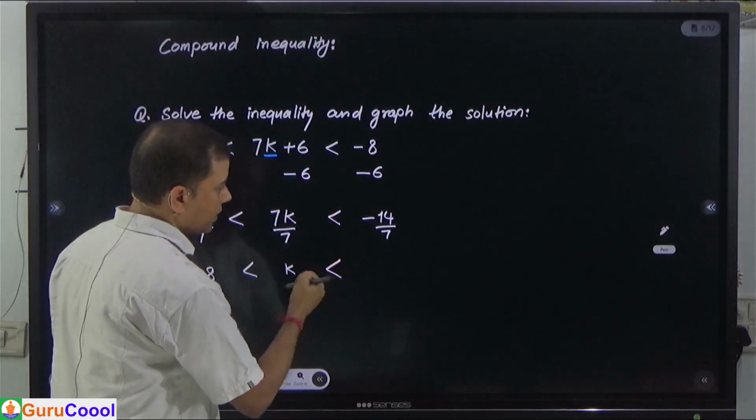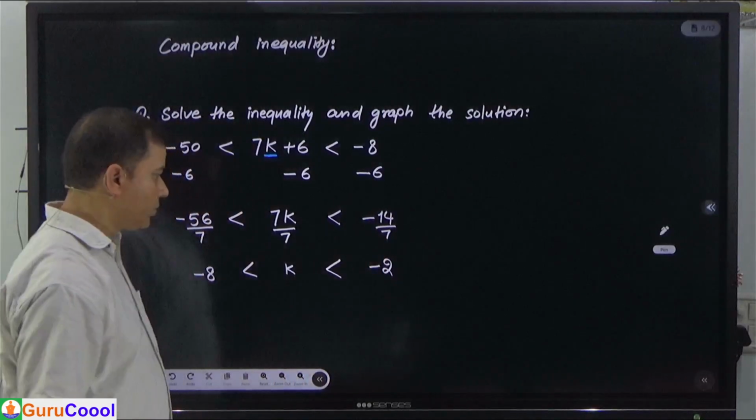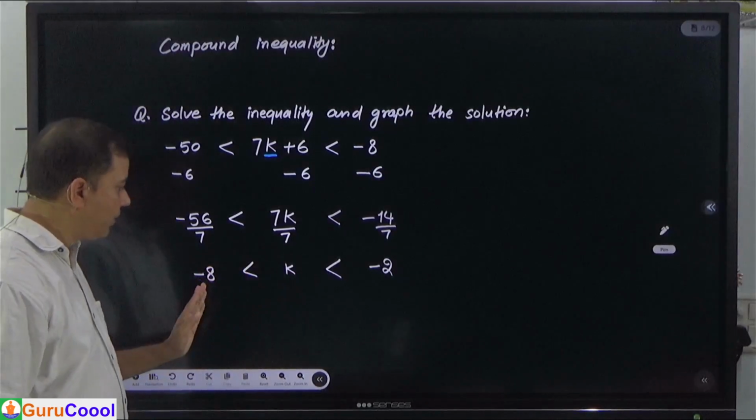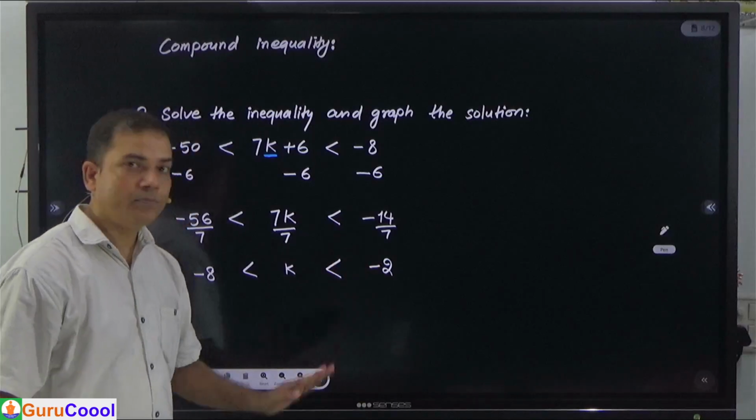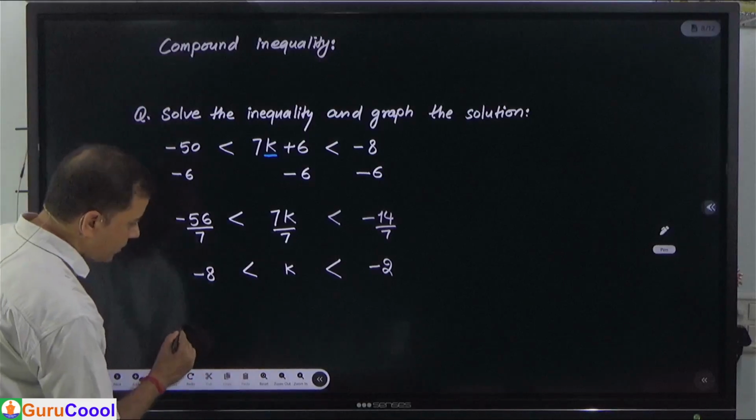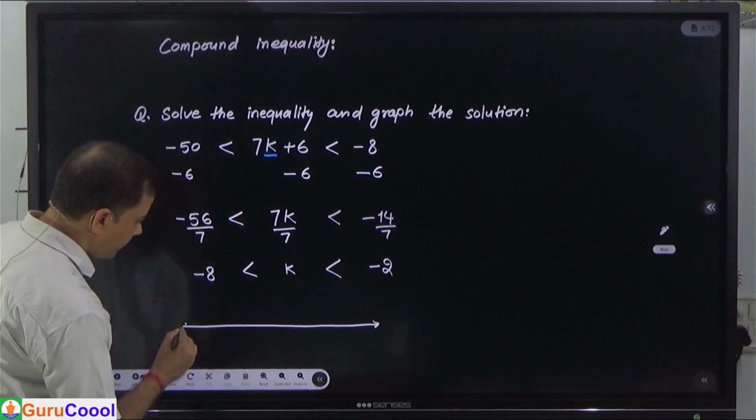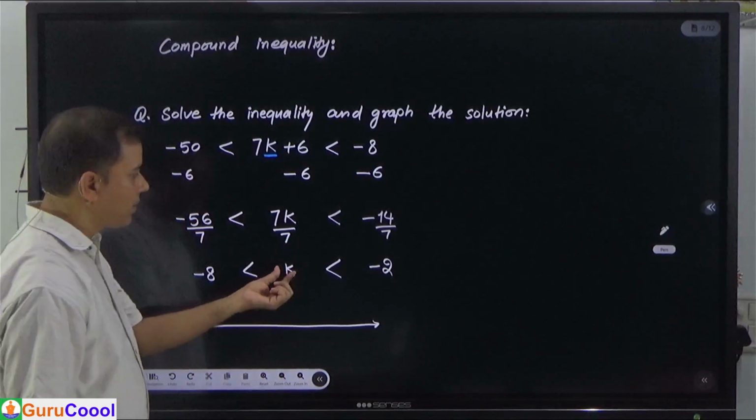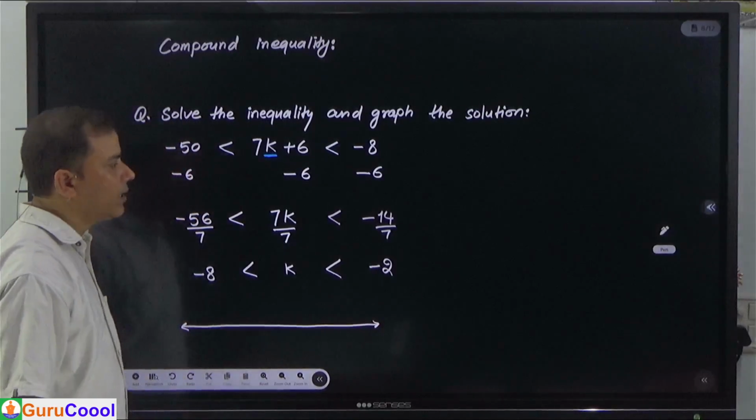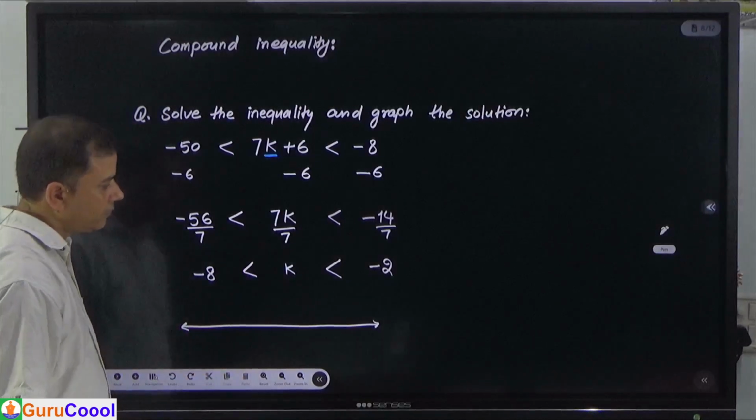Here also the inequality is the same. 7 times 2 is 14, so it's minus 2. We get the solution: k, the variable, is between minus 8 and minus 2. And we have to graph the solution. To graph the solution, what we need to do is draw a number line. One dimension, because this is just one variable. So it is represented by a one dimensional thing, that is a line. A line is one dimension.